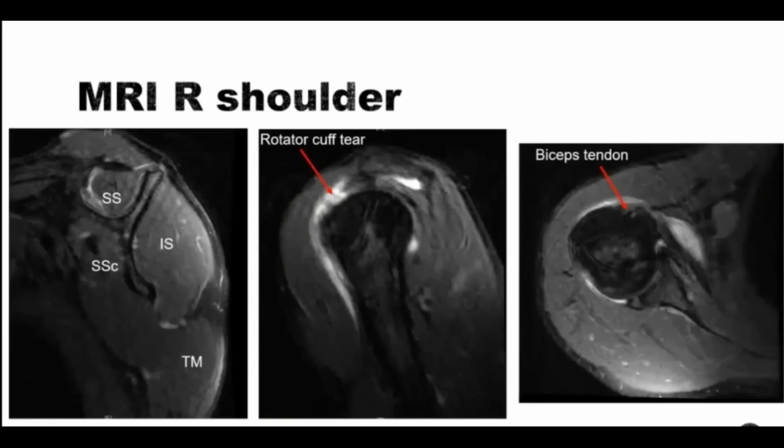And then on the far left here, we see the sagittal image. I have labeled the supraspinatus, infraspinatus, subscap, and teres minor, so that you can get an idea of where those muscles are located and what it looks like on MRI. The middle picture is another sagittal, and that fluid there, that's where the tear is. The picture on the far right is an axial image. It's a little bit blurry, and I have pointed out there the biceps tendon.